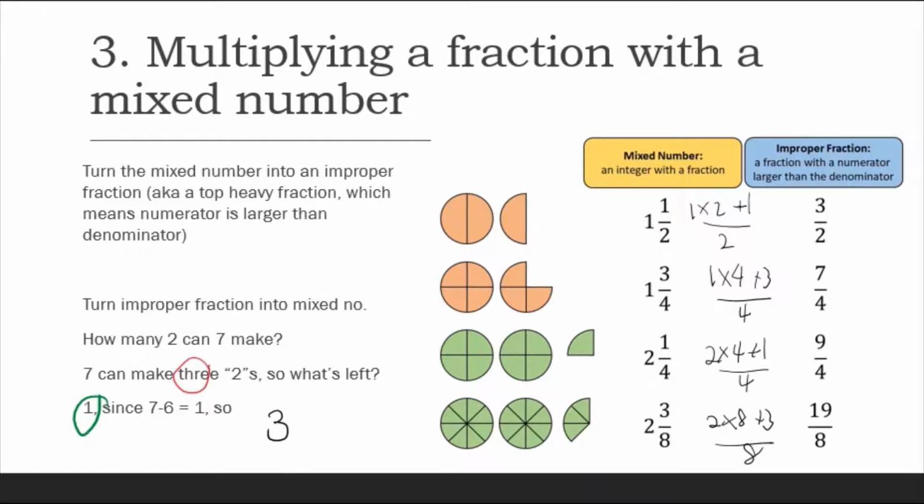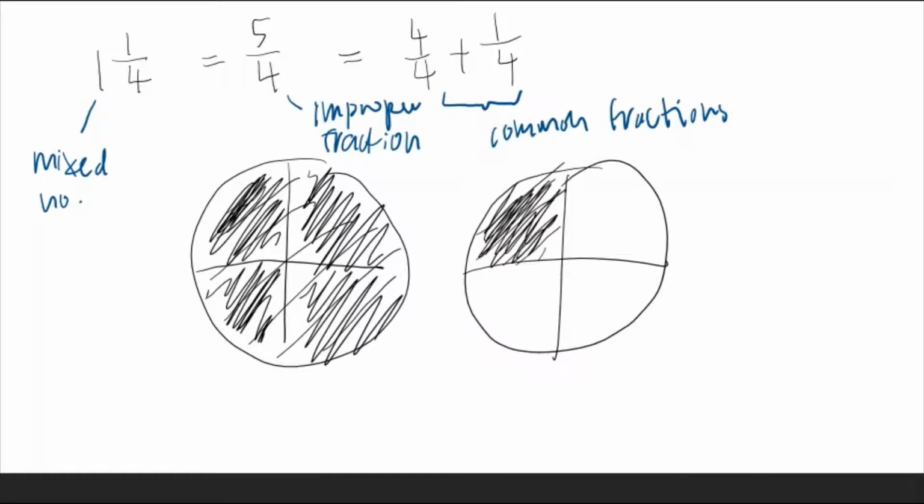is 3, since 3 2's can be obtained from 7, and 1's left, over 2, keeping the denominator. I hope this allows you to better understand what this mixed number, improper fraction, and common fraction means. 1 1/4 means you have 1 whole pie, and 1/4 of the whole pie.